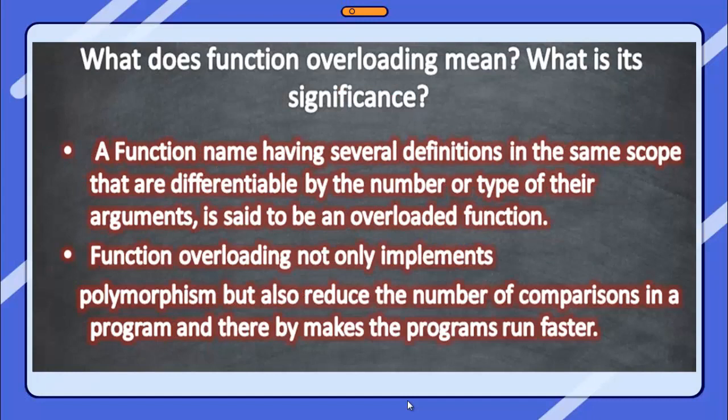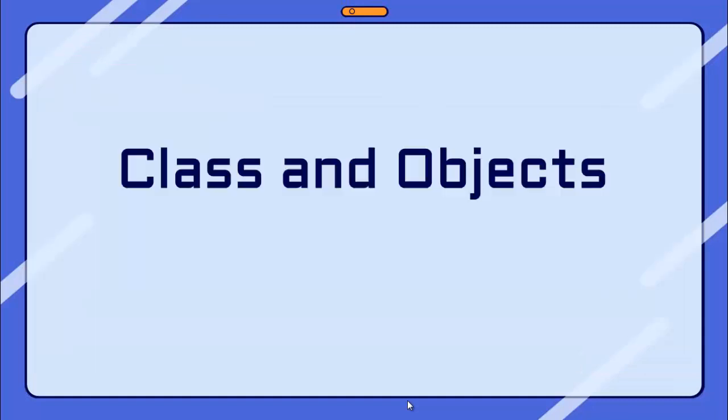What does function overloading mean? A function name having several definitions in the same scope that are differentiable by the number and type of the arguments is said to be function overloading. So what will happen is the same function with different parameters is called function overloading. It is implemented through polymorphism.